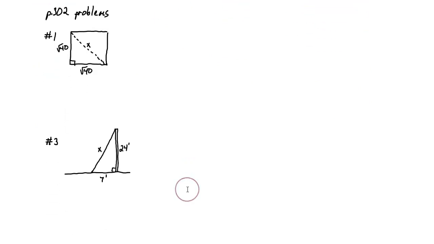Next, we're going to do 3 of the word problems. The first one says, find the length of the diagonal of a square. So I've drawn the square and drawn in the diagonal, and I'm calling it x for now, since I don't know how long it is. We're told the area was 40. So if the area is 40, then each side must have been the square root of 40, because remember how the area of a square is length times width? So that number times that number would be 40.